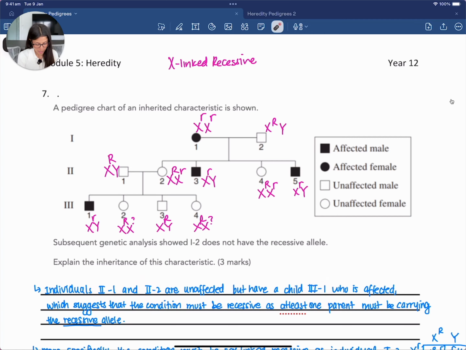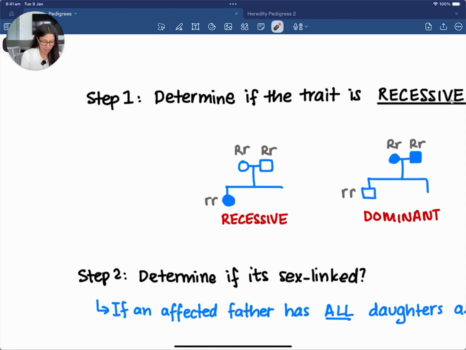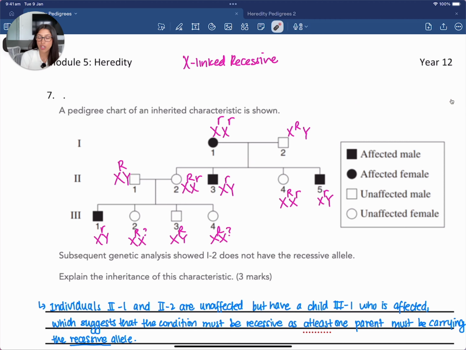I then go and say that this suggests that the condition must be recessive, and here is the key bit. So I've gone to actually explain the statement here. So this suggests that at least one parent must be carrying the recessive allele. It's going back to this diagram here. So if it's an autosomal condition, then these parents will be carrying the recessive allele, passing it on to their offspring. Now, the same sort of concept also applies to sex-linked conditions.